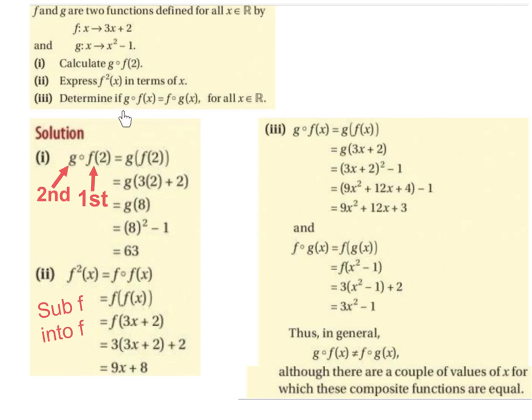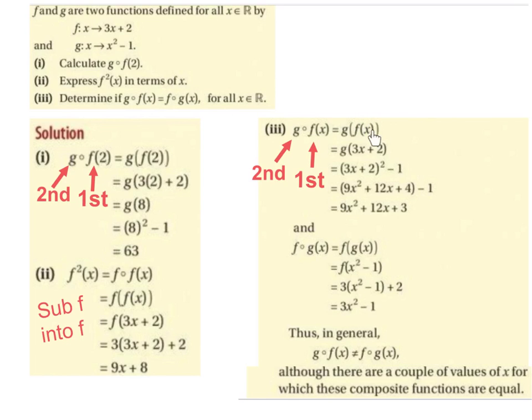Part 3, determine if g after f of x is equal to f after g of x for all elements of the real number set. So let's start off by working out g after f of x. So g after f of x, this means the g function is applied second and the f function is applied first. So since there's no number inside the brackets as there was over here, where we substituted 2 into the f function, but since we just have an x, we just literally write the function down again.